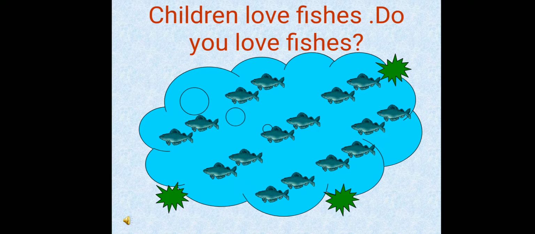Children, what do you observe in this picture? Yes, this is a picture of a pond and there are a large number of fishes in the pond. Most of the children love fishes. Do you love fishes? Can you count the total number of fishes in the pond? Yes, you are right. There are 16 fishes in the pond.